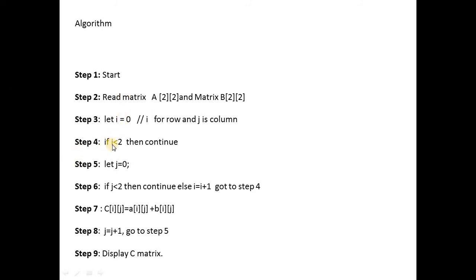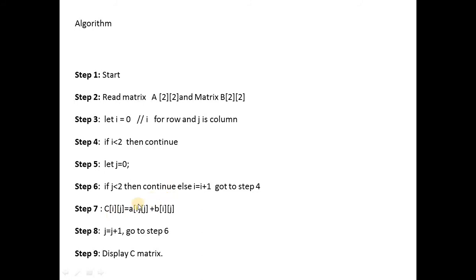And in step 4, I less than 2, that is we are checking whether I is less than 2. Why are we saying I less than 2? Because index should be equal to what? Size minus 1. So that's the reason why we took I less than 2. Then continue. Now in step 5 we are initializing J is equal to 0. In step 6 we are checking whether J is less than 2 or not. So that is 0 less than 2, then continue.